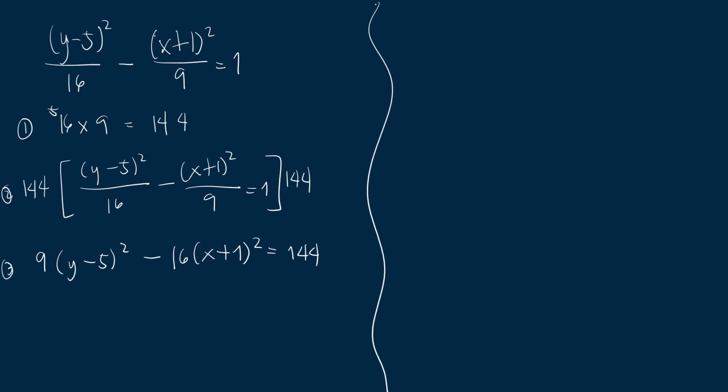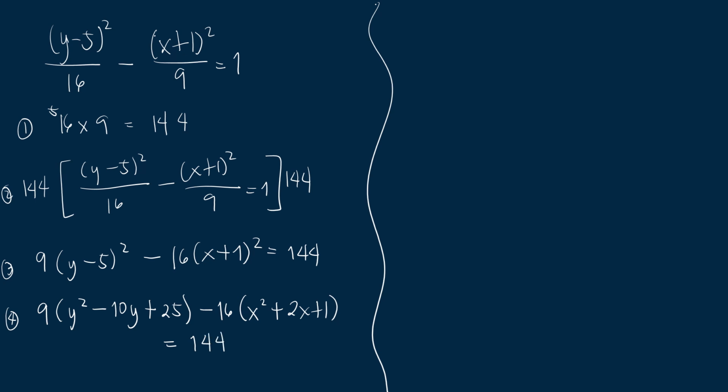Then continuing, instead of distributing, we should expand first y minus 5. So it would be 9 times y squared minus 10y plus 25. So saan galing tong trinomial na to? We use FOIL method or the special products. Right? So na-discuss na natin siya and then minus 16. Expand x plus 1 using FOIL method or special products. x squared plus 2x plus 1 is equal to 144.